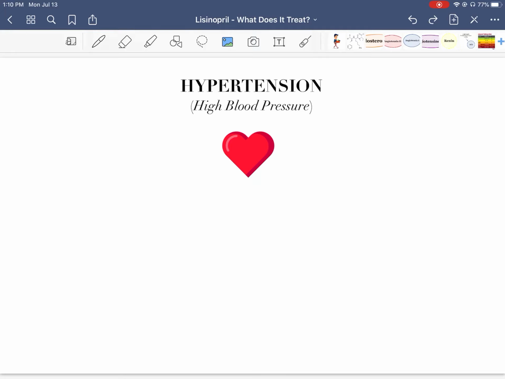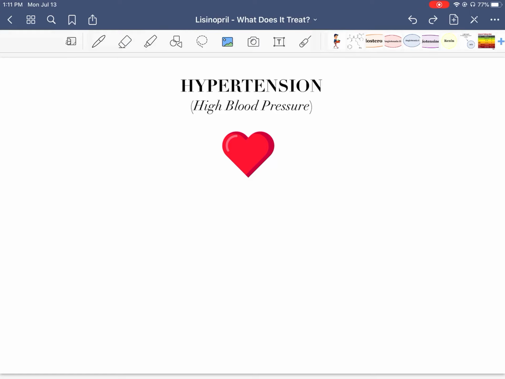Lisinopril is used to treat hypertension, more commonly known as high blood pressure. Untreated, hypertension can have some serious consequences, such as heart attacks, strokes, or kidney failure. First, let's understand what blood pressure really means.